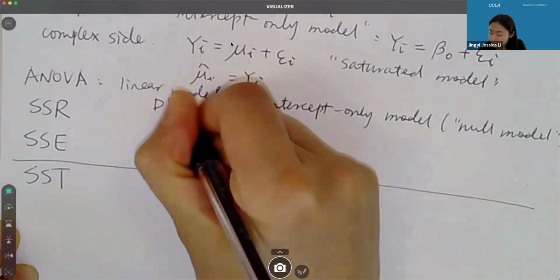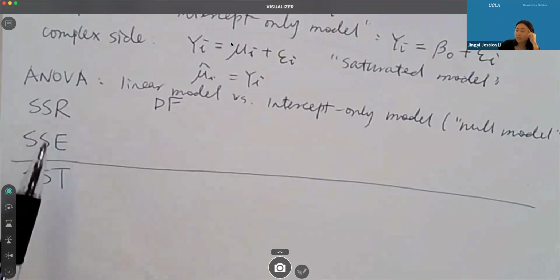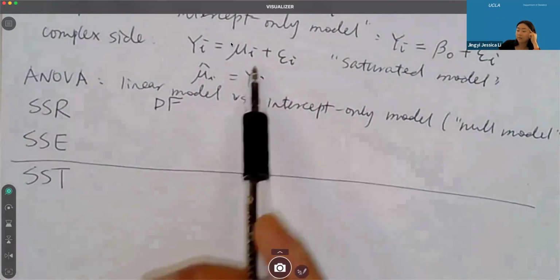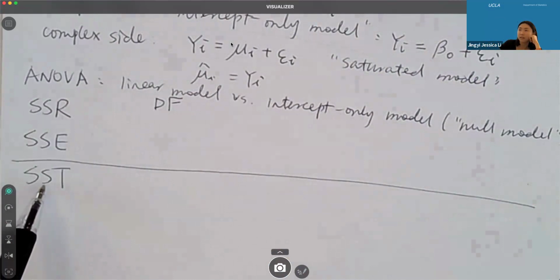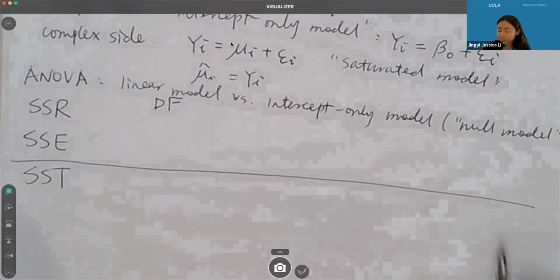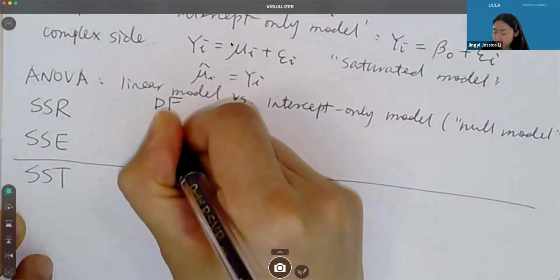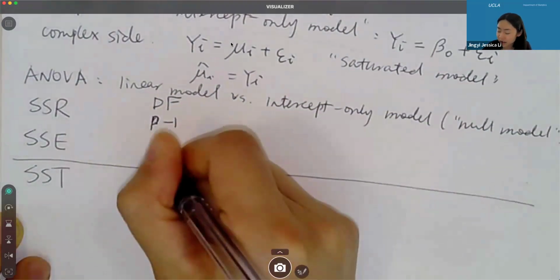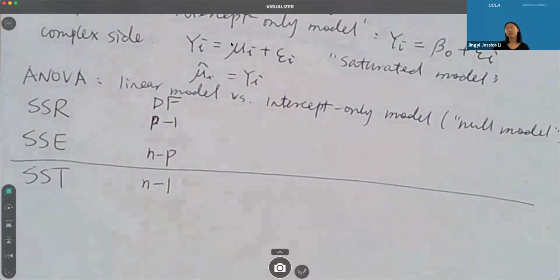The degrees of freedom as a column is something we need to use to standardize each. Otherwise, if we have a very, very complex model, like the saturated model, SSR can be huge. It can be equal to SST when you have a saturated model, right? The model just explains everything. So the degrees of freedom is actually p minus 1. For SSE, it's n minus p. And for total, n minus 1.